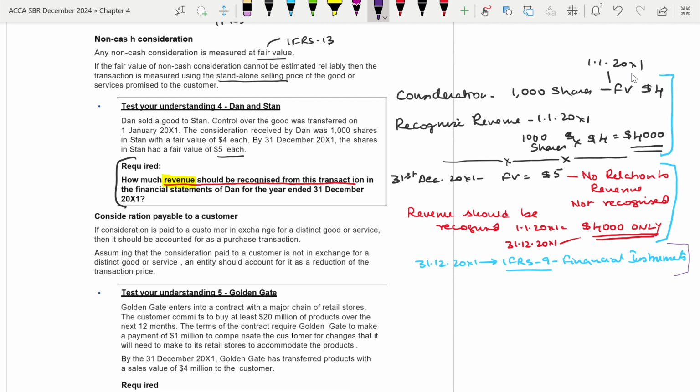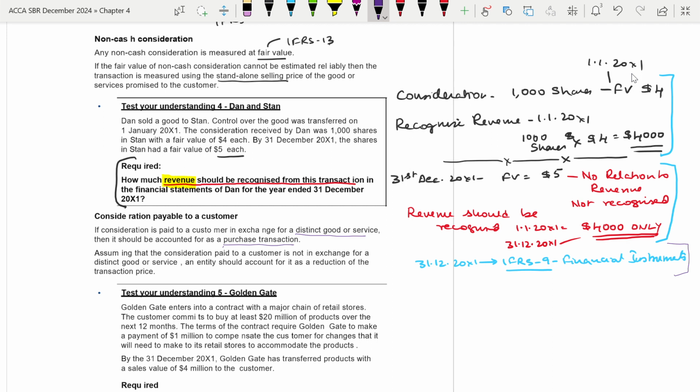Now, consideration payable to a customer. If the consideration is paid to the customer in exchange for distinct goods or services, that is, you are paying some amount to the customer in exchange for specific goods or services, it should be accounted as a purchase. You are purchasing. You are not selling. Till now we thought about selling, now you are thinking about purchasing.